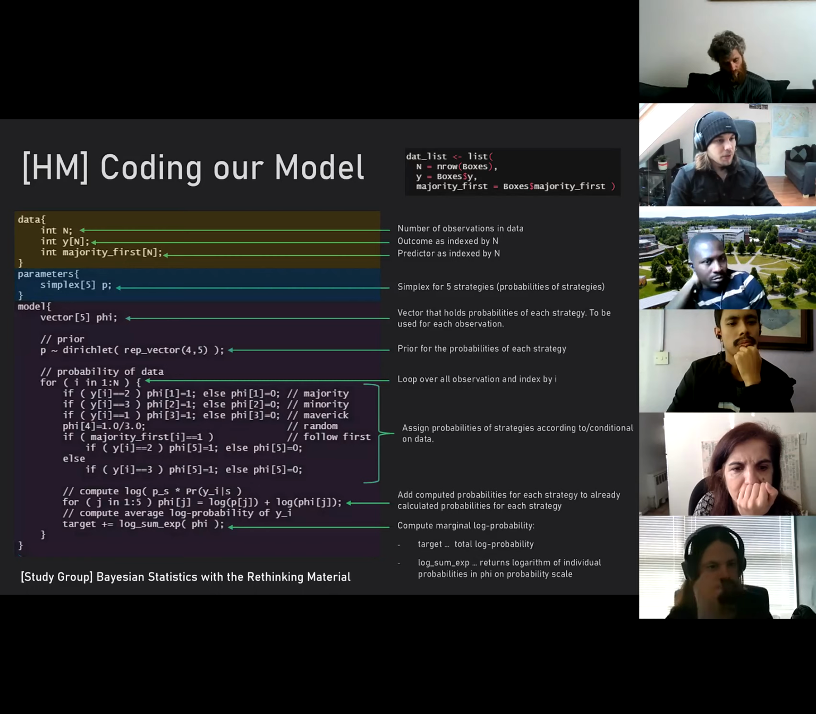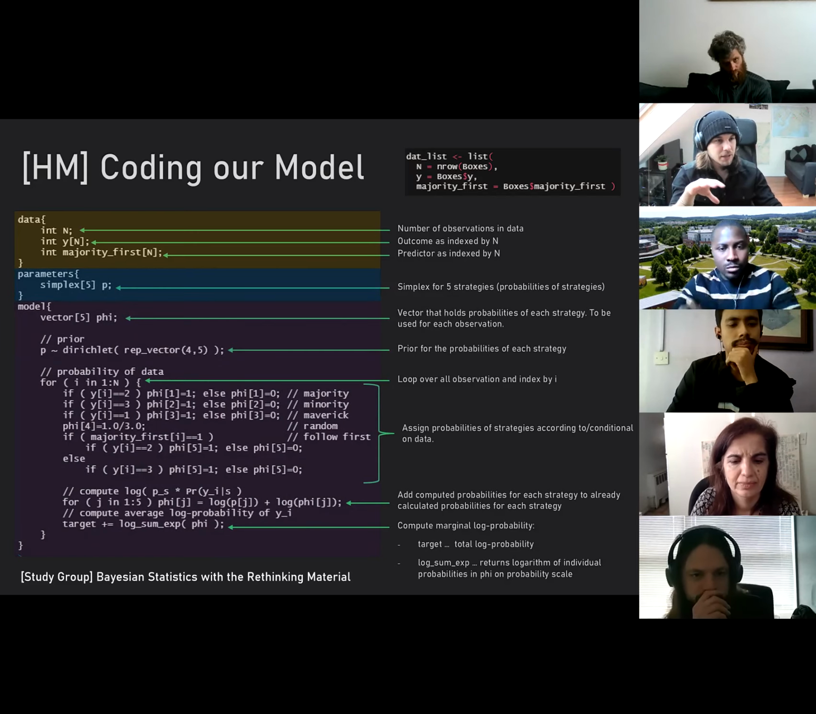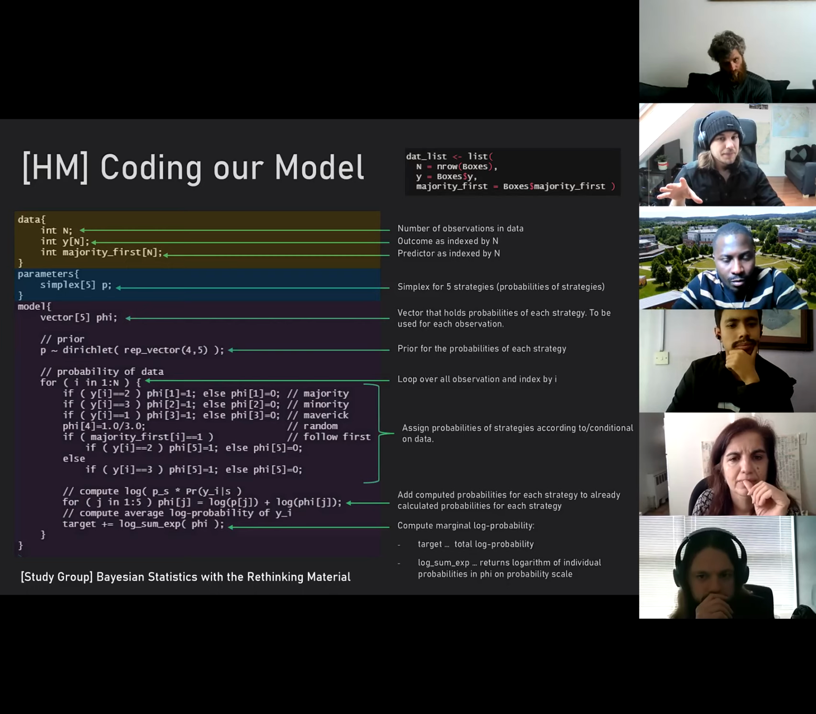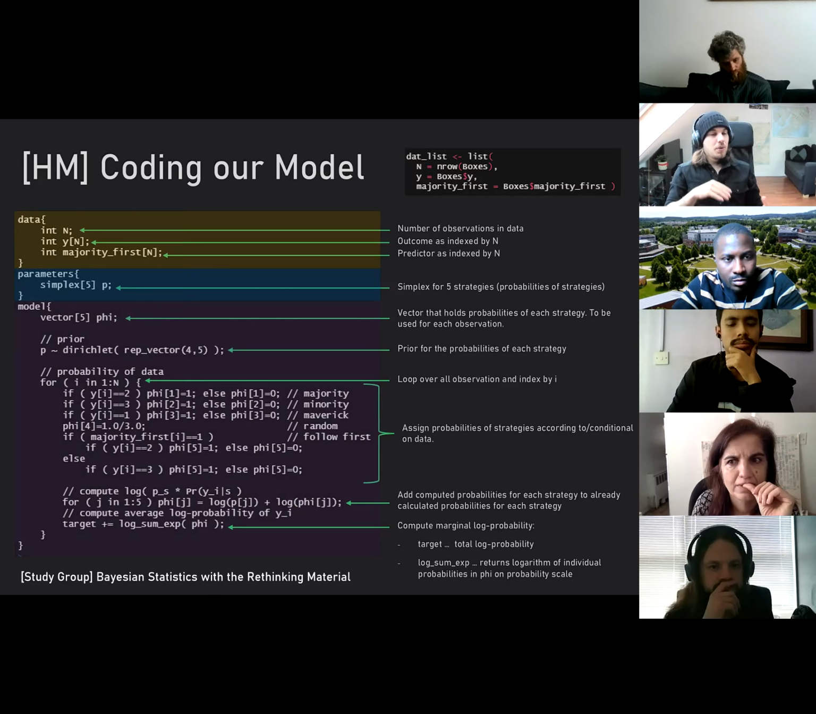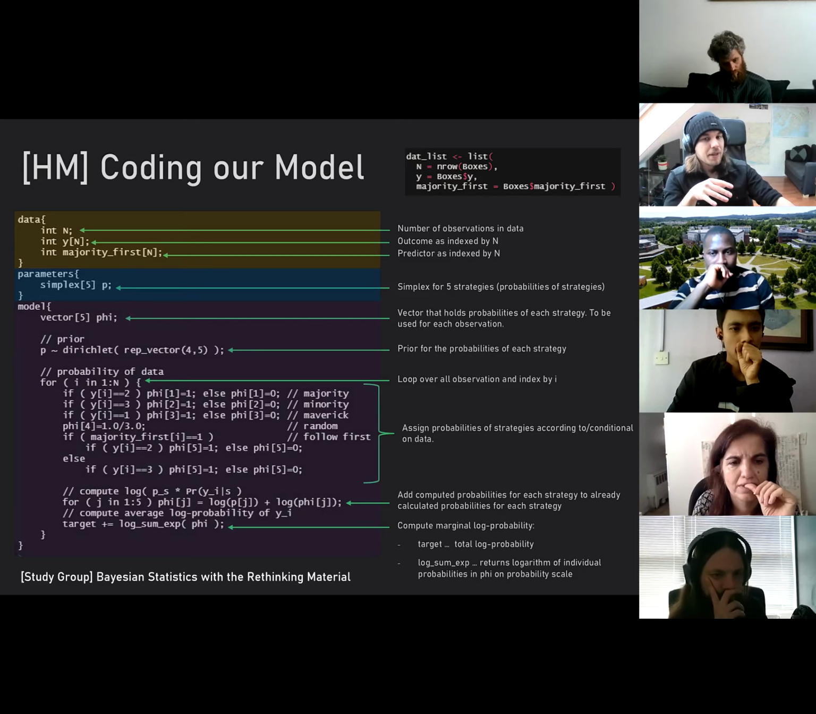Now we go into the model block, and this is where stuff ramps up a bit. We're going through this line by line to try and come to an understanding of how Stan models work. First, we get a vector of length 5. This holds the probabilities for each strategy in the model itself. We call this phi. This is to be used for each observation, so we iterate over this again and again and just update it.